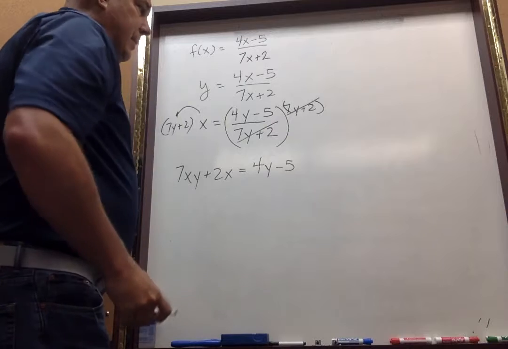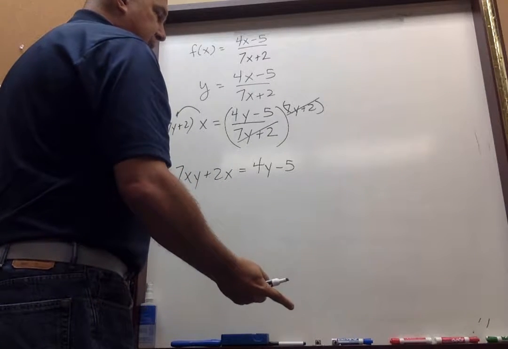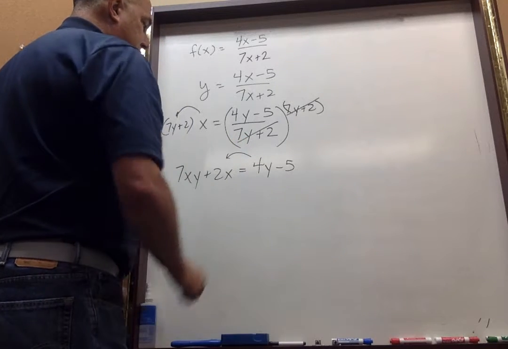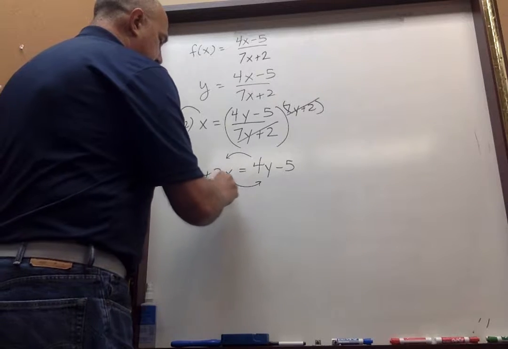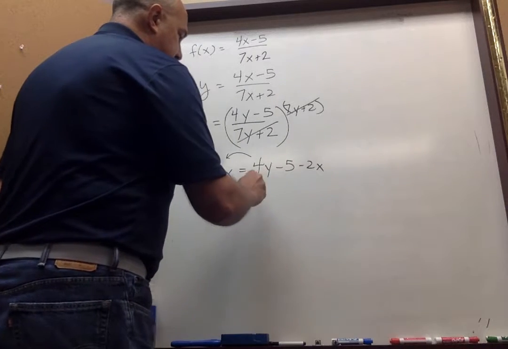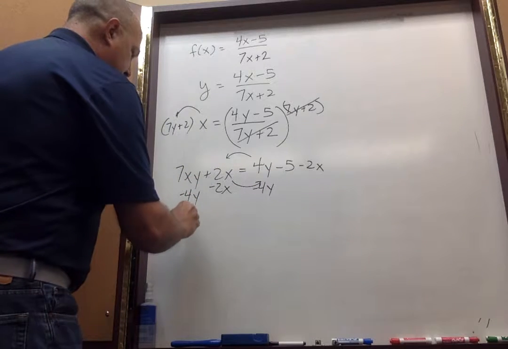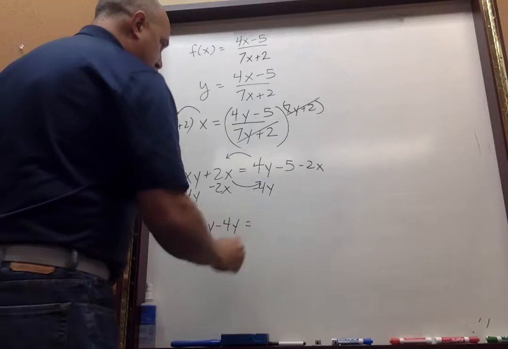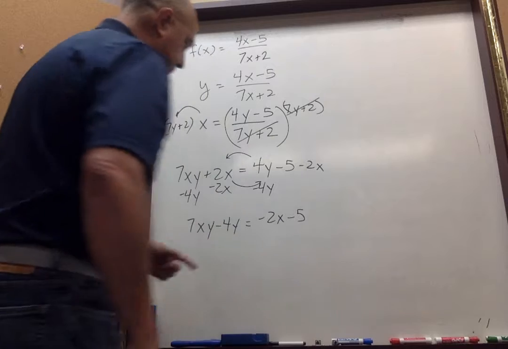At this point in time, I want to get everything that has a y in it on one side and everything that doesn't have a y in it on the other. So I've got to move this 4y to the left, and I've got to move this 2x to the right. So I'm going to subtract 2x from both sides, and at the same time, I'm going to subtract 4y from both sides. And so we get 7xy minus 4y equals negative 2x minus 5.